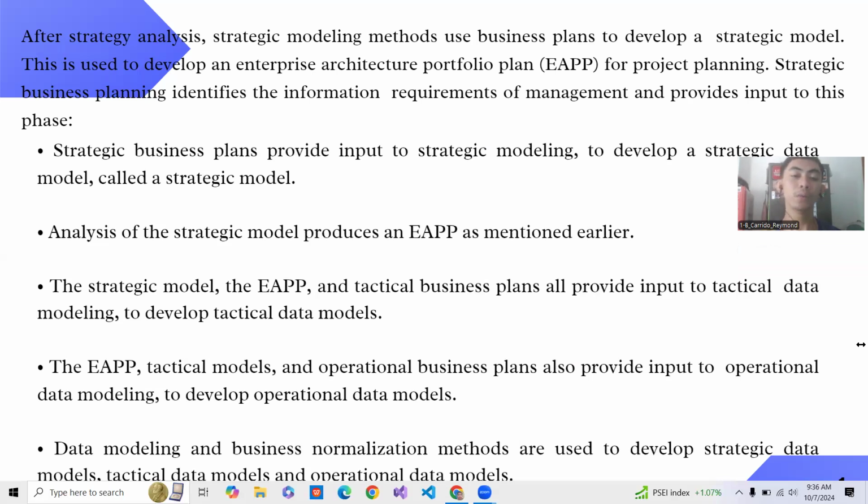And the EAPP, tactical models, and operational business plans also provide input to operational data modeling to develop the operational data model. If you look here, the tactical business plans provide input, and in this part, the operational business plans also provide input. Here, the tactical comes first and then the operational. Then data modeling and business normalization methods are used to develop strategic data models, tactical data models, and operational data models.